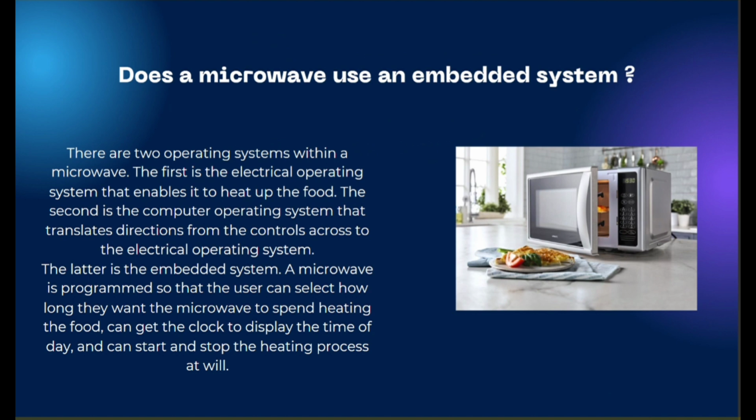Next, does a microwave use an embedded system? There are two operating systems within a microwave. The first is the electrical operating system that enables it to heat up the food. The second is the computer operating system that translates directions from the controls across to the electrical operating system. The latter is the embedded system. A microwave is programmed so that the user can select how long they want the microwave to spend heating the food, can get the clock to display the time of day, and can start and stop the heating process at will.